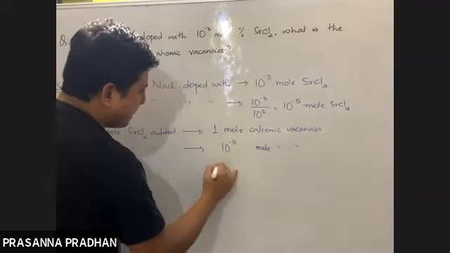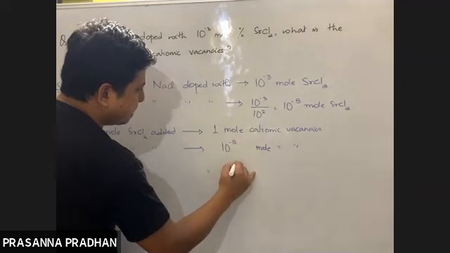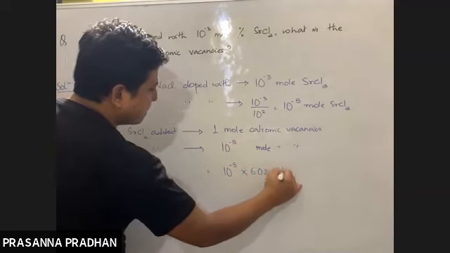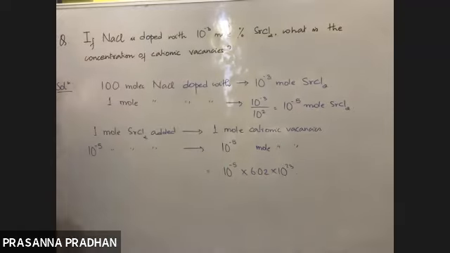So 10 to the power minus 5 mole means what number? 1 mole मतलब 6.02 into 10 to the power 23. 1 mole cationic vacancy मतलब इतना. 1 mole is just a number. Mole मतलब Avogadro number. 1 mole cationic vacancy बोले से कितना? तो 10 to the power minus 5 बोले से इतना. So कितना हो रहा है?